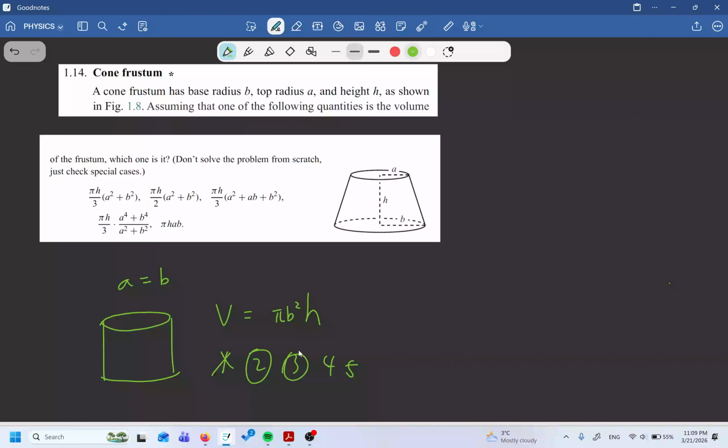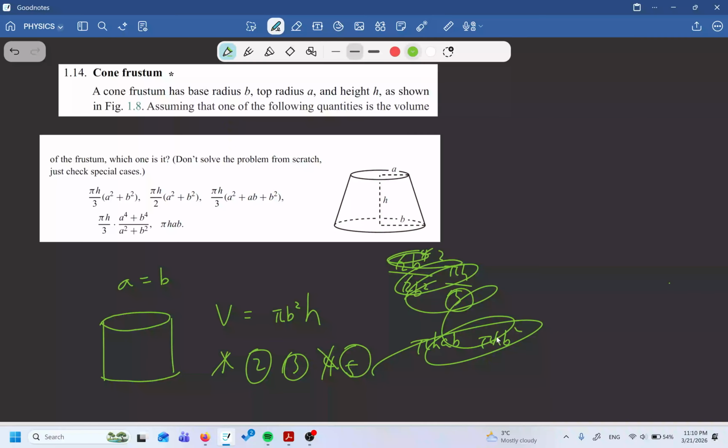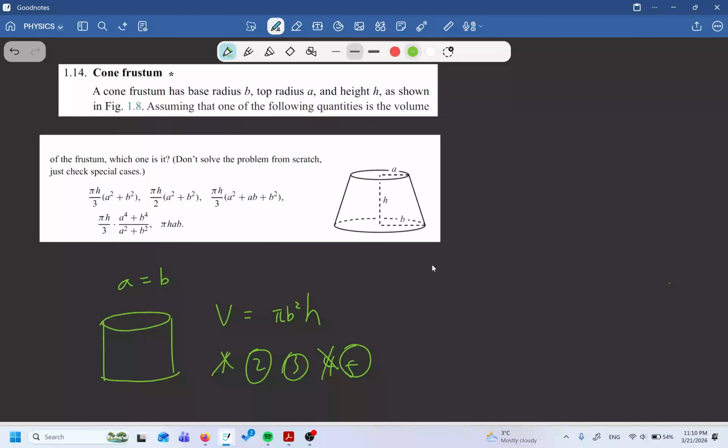What about 4? If a is b, then it will be 2b to the power 4 over 2b squared, times pi h over 3. So that's b squared, but then there's a 3 here that can't be eliminated. So 4 is not a choice. And for pi h a b, if a is b, it'll just be pi h b squared. So 5 also works. Next, this is obviously not enough to determine the correct answer.